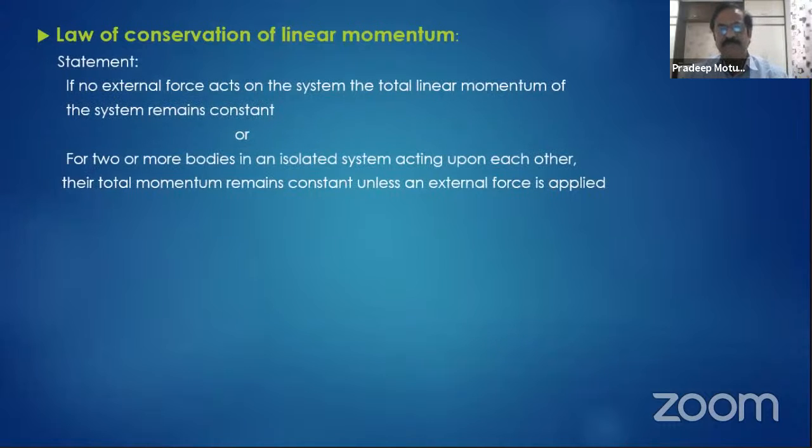As you know, momentum is the product of mass and velocity. So what is the law of conservation of linear momentum? If no external force acts on the system, the total linear momentum of the system remains constant. Consider the system: if you are not applying any force on it, the total linear momentum of the system remains constant. Or otherwise, for two or more bodies in an isolated system acting upon each other, their total momentum remains constant unless an external force is applied.